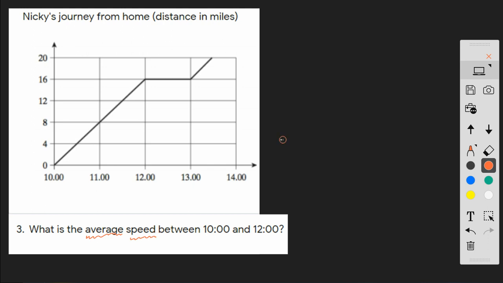But what we do find is that over a certain period of time, in this case 2 hours, we have travelled a certain distance.